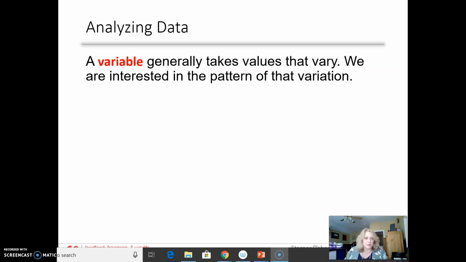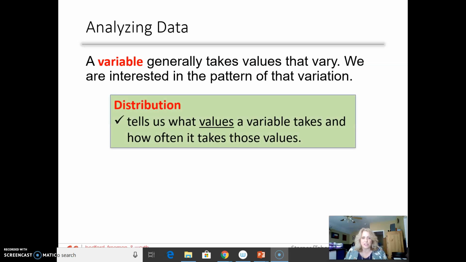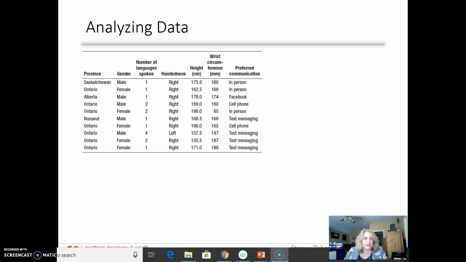Analyzing data. A variable generally takes values that vary, and we are interested in the pattern of that variation. That pattern is called a distribution. If I took all of your heights and graphed them, I would be looking at the distribution of heights. It tells us what values a variable takes and how often it takes those values. Here I have an example of number of languages spoken, whether they're right-handed or left-handed, the province the person is from, the gender, and so on.